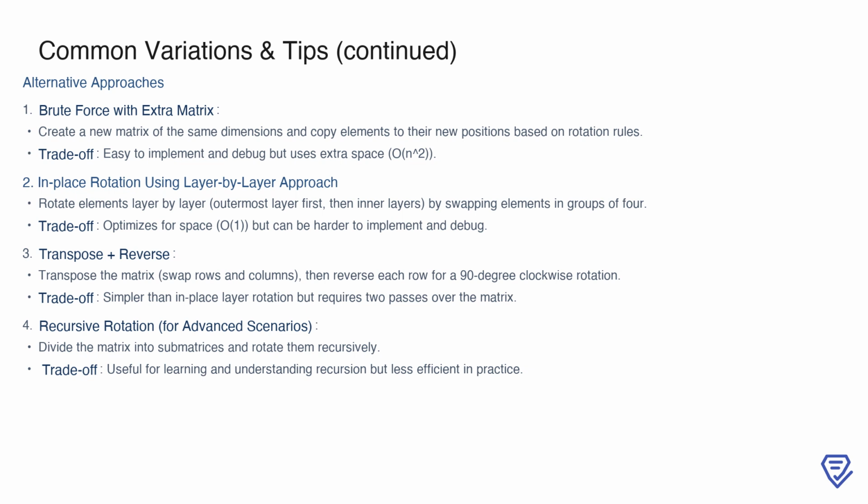Another popular approach is the transpose and reverse method, where the matrix is first transposed and then each row is reversed to achieve a 90-degree rotation. It's simpler than the layer-by-layer method but requires 2 passes over the matrix. For advanced scenarios, recursive rotation can also be used, dividing the matrix into smaller submatrices and rotating them recursively. While this is useful for understanding recursion, it's generally less efficient for practical use.